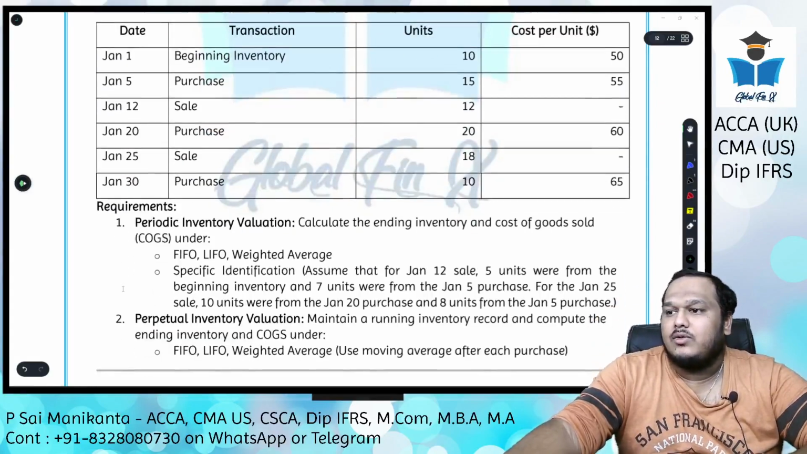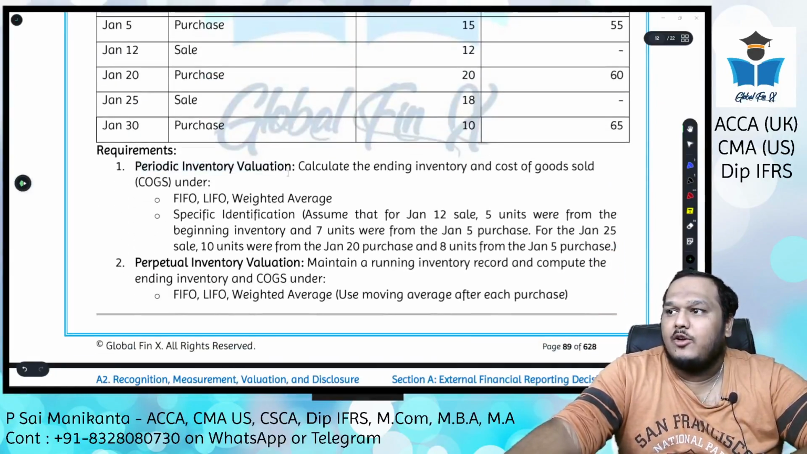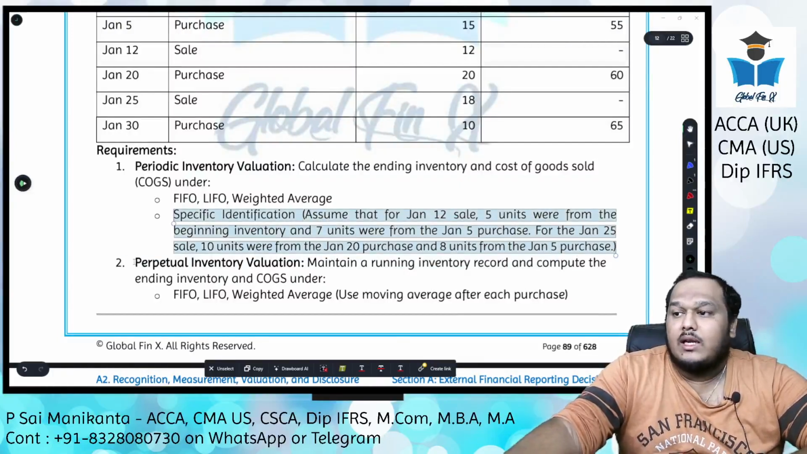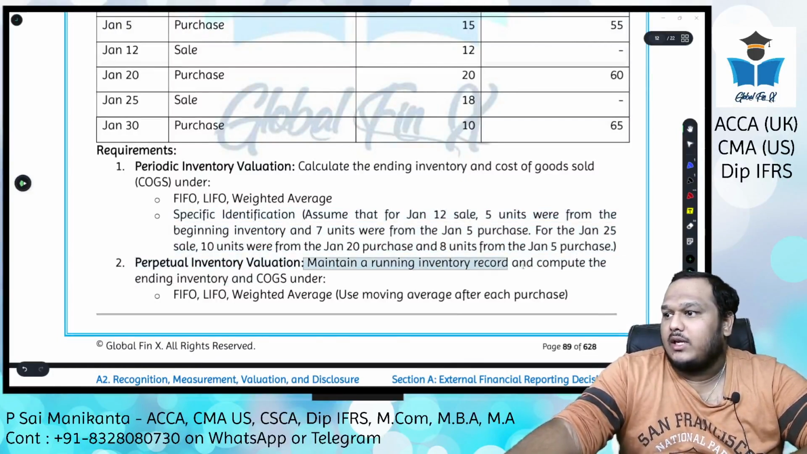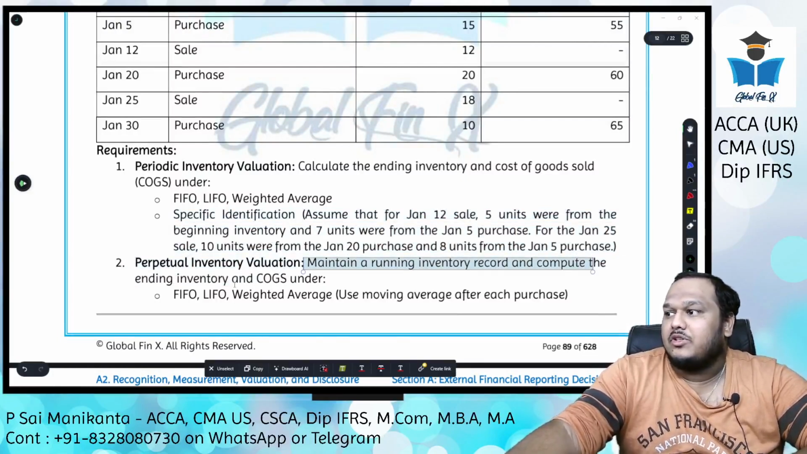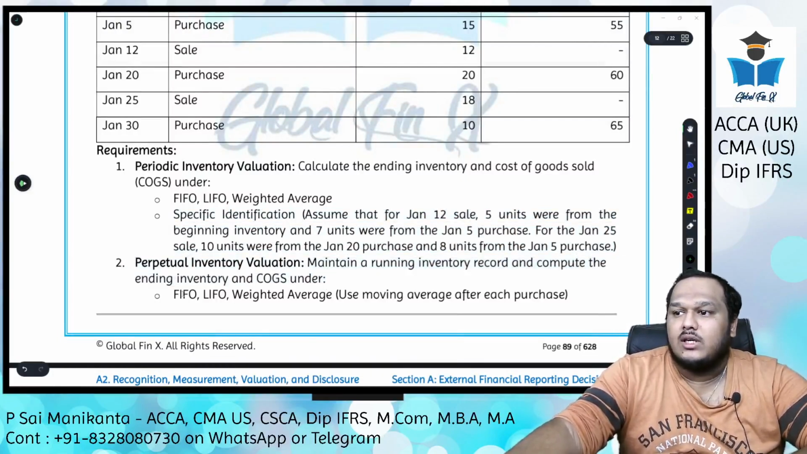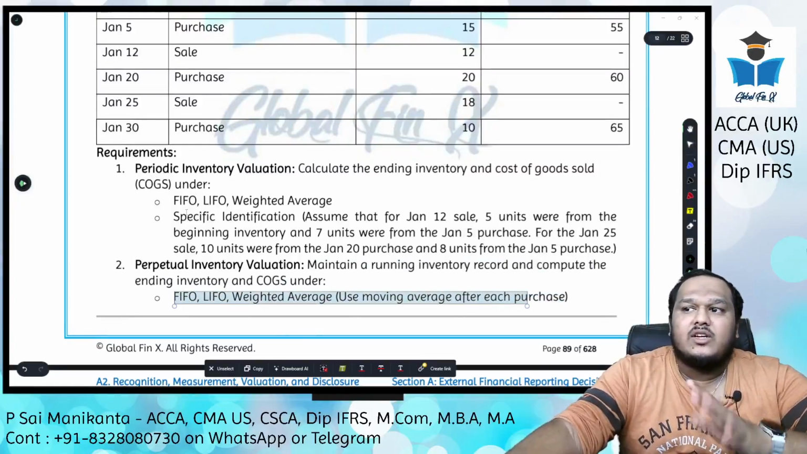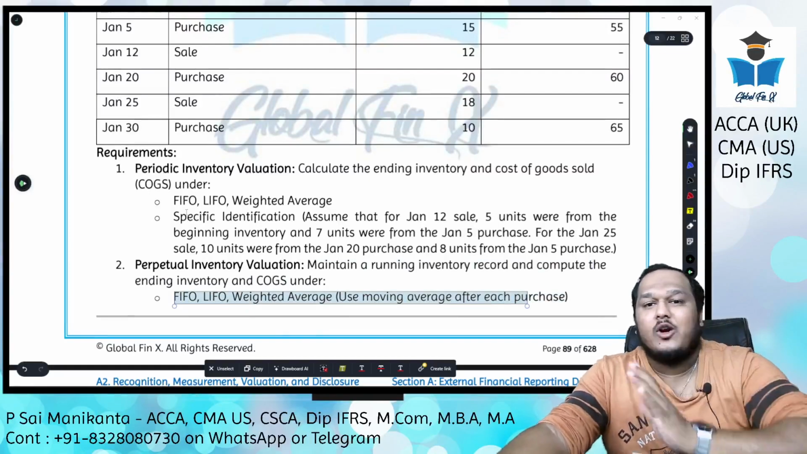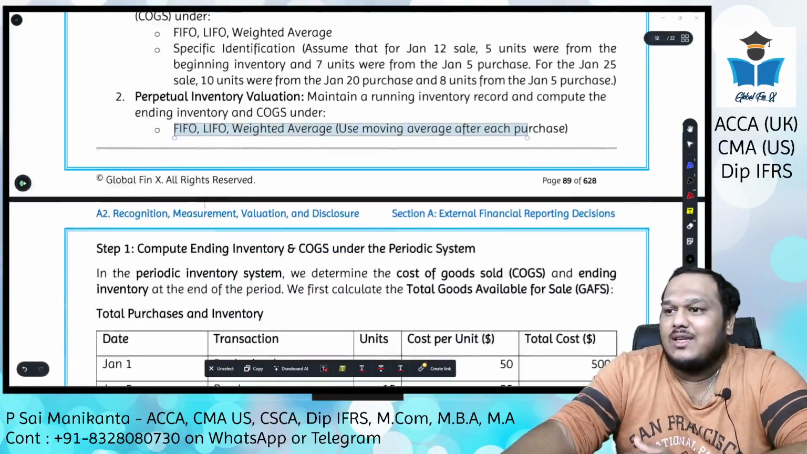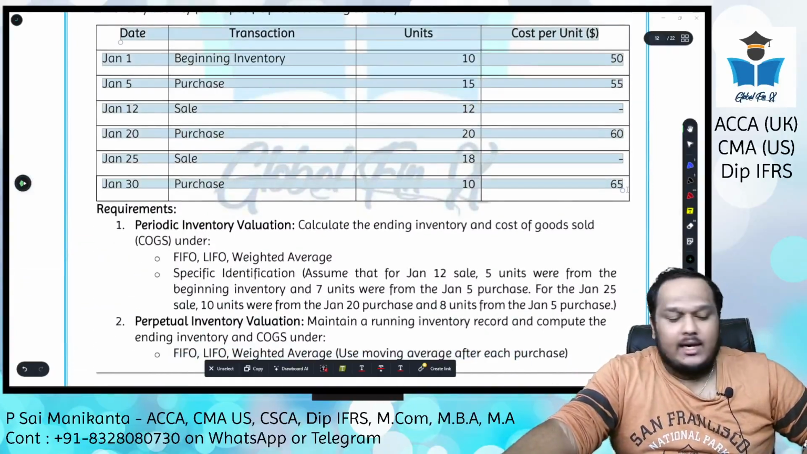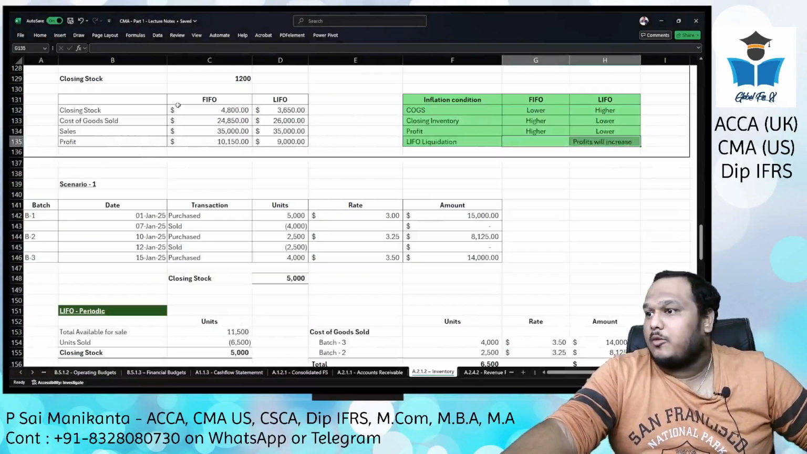unit is there. So we have to calculate periodic inventory valuation under FIFO, LIFO, and weighted average. For specific identification, the information is also given. Then perpetual inventory valuation is also there, where we maintain a running inventory record and compute the ending inventory and COGS under FIFO, LIFO, weighted average. Why not specific identification? Because it does not have any difference between periodic and perpetual. Okay, so there's nothing to worry there. All right, so let's take this information and start our problem.